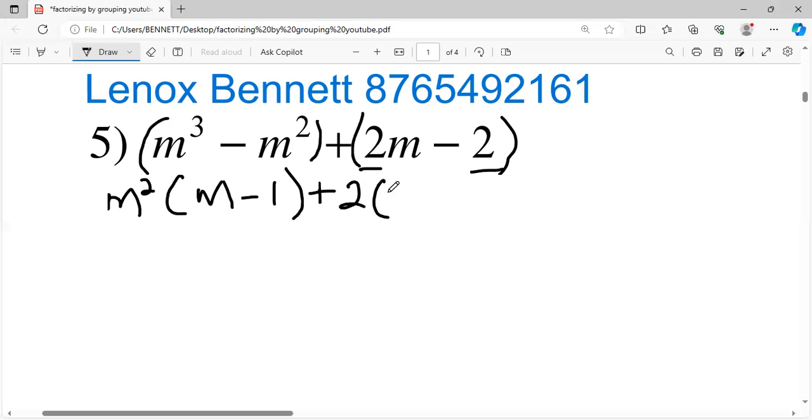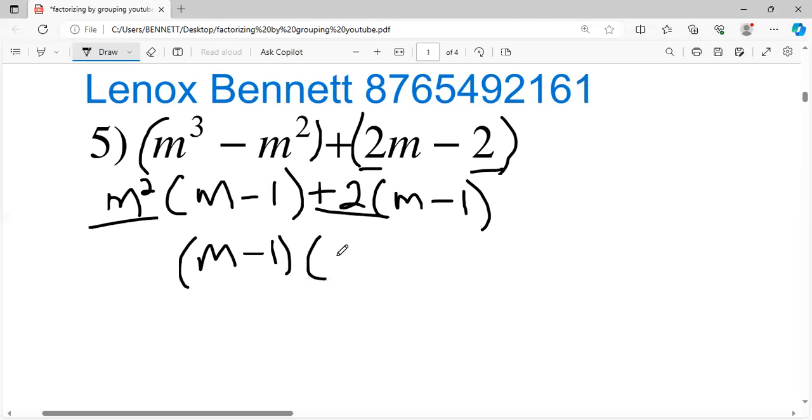And then we divide 2 into 2. M would leave m. 2 into itself leaves 1. Of course, we take out the m minus 1 because that is common to both. And then we take what's outside, which is m squared plus 2. So it's m squared plus 2.